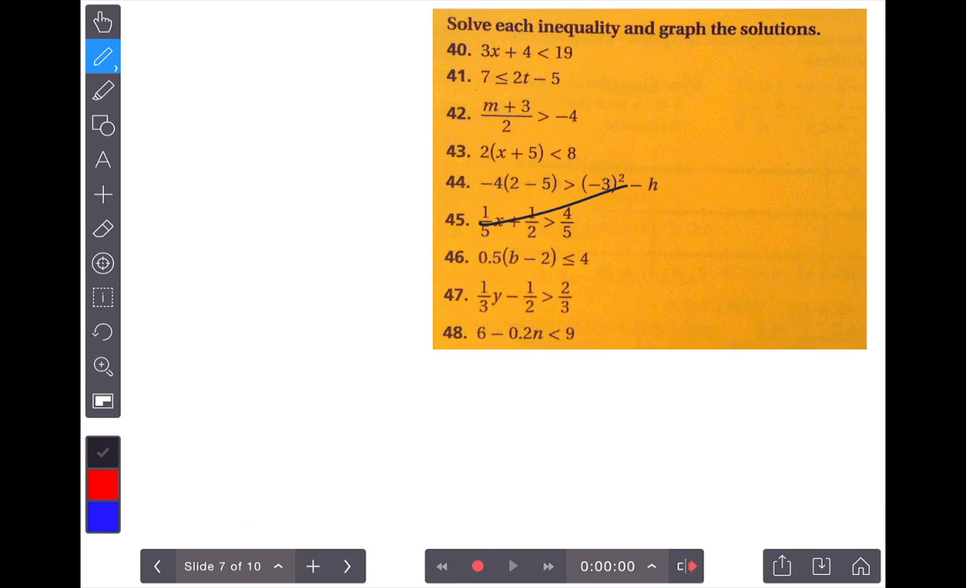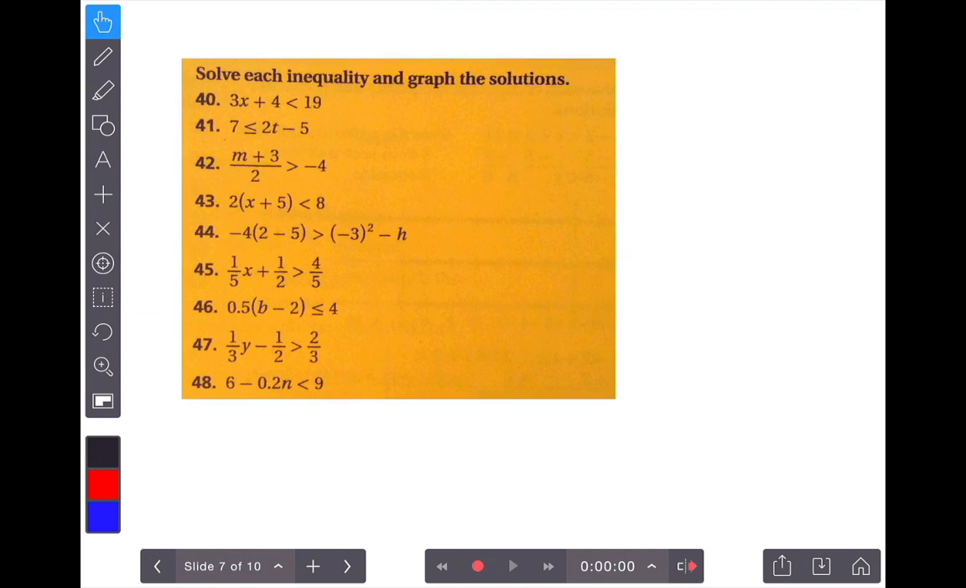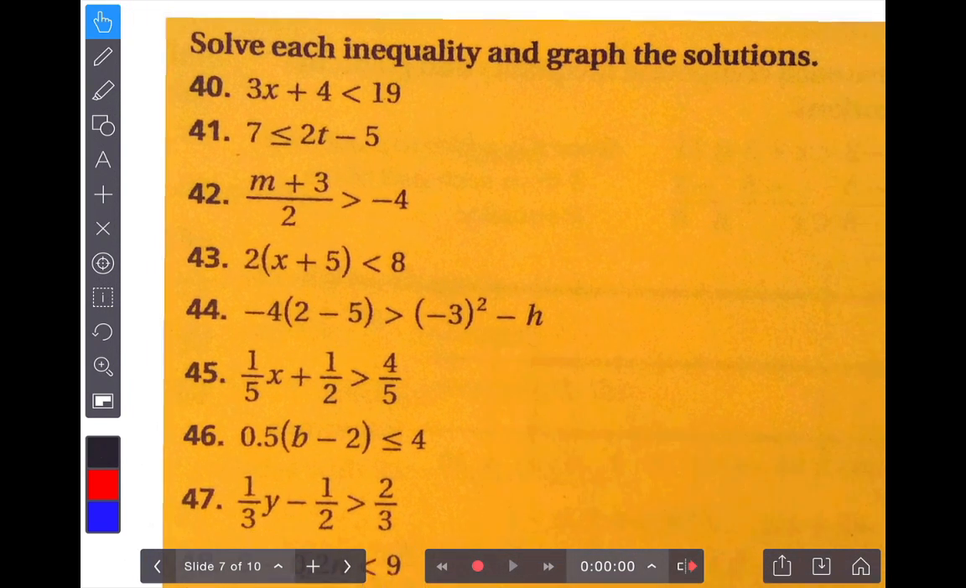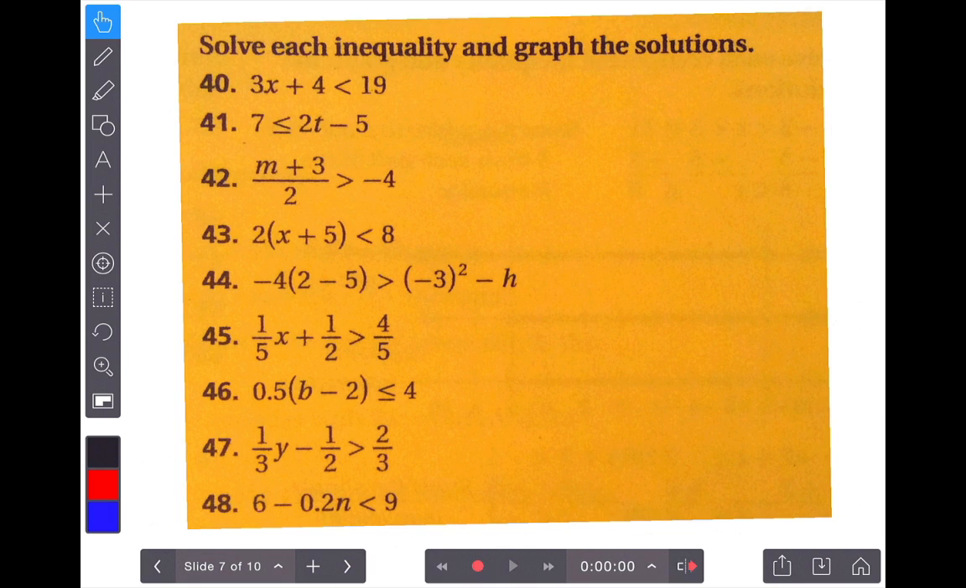On number 7, it's saying solve each inequality and graph the solutions. Now, on these particular problems, these are all multi-step, okay? For instance, if you look at this one, you're going to have to subtract the 4, then divide by the 3. Here, you're going to have to add the 5, then divide by the 2.